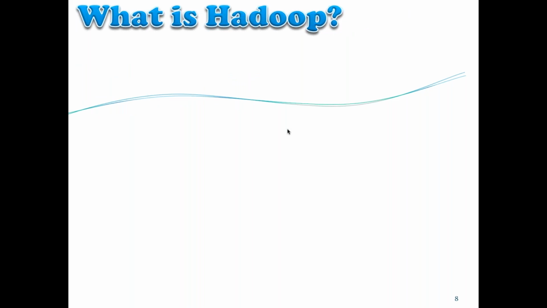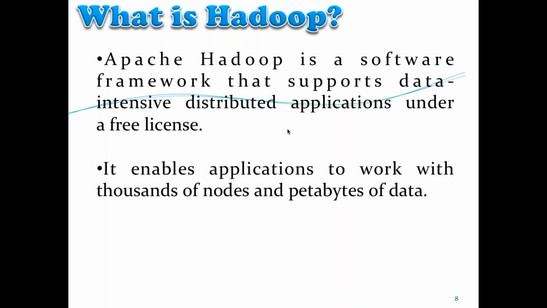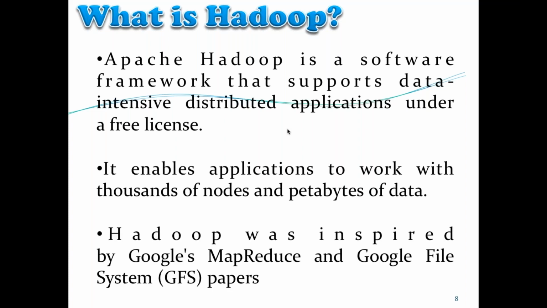So now, what is Hadoop? Apache Hadoop is a software framework that supports data-intensive distributed applications under a free license. And it enables applications to work with thousands of nodes and petabytes of data. Now that we have so much data, and definitely we need more than one machine, in fact, thousands of machines. So Hadoop is the one which is going to help us distribute the data and process this data across many and many nodes.